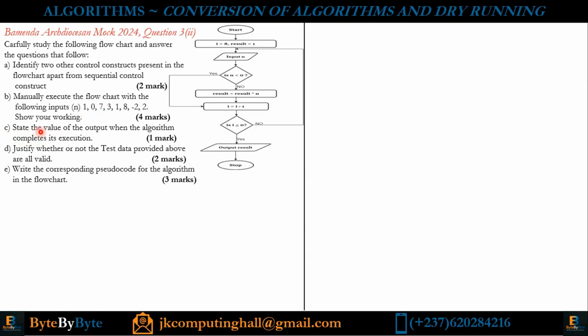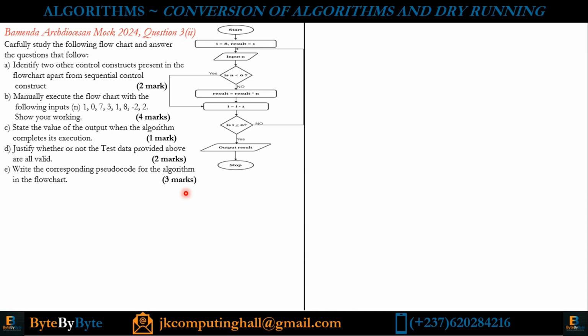And the C says state the value of the output when the algorithm completes its execution. D. Justify whether or not the test data provided above are all valid. And E says write the corresponding pseudocode of the algorithm in the flowchart. So this is a question sub 2 that is part of question 3, with 2, 6, 7, 9, 12 marks. Remember that each question in advanced level computer science is worth 17 marks. Good, let's proceed. The A part, identify two other control constructs present in the flowchart apart from sequential control construct.